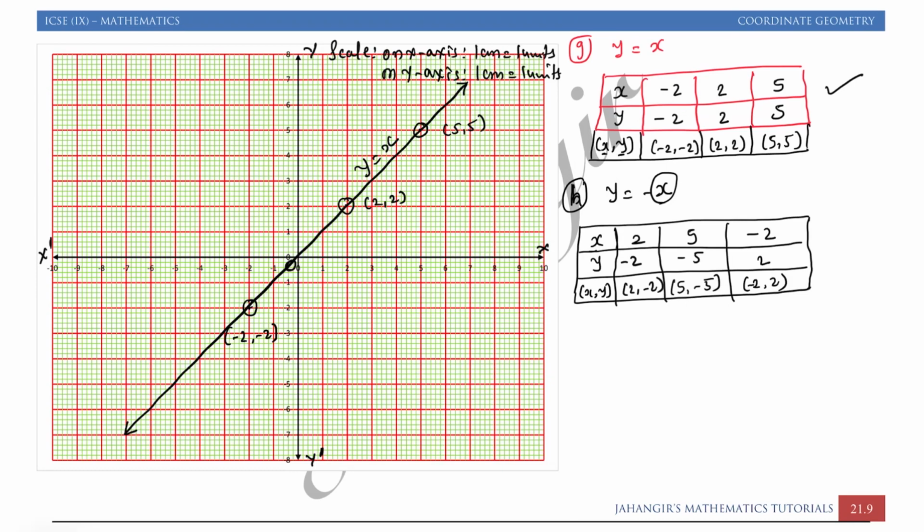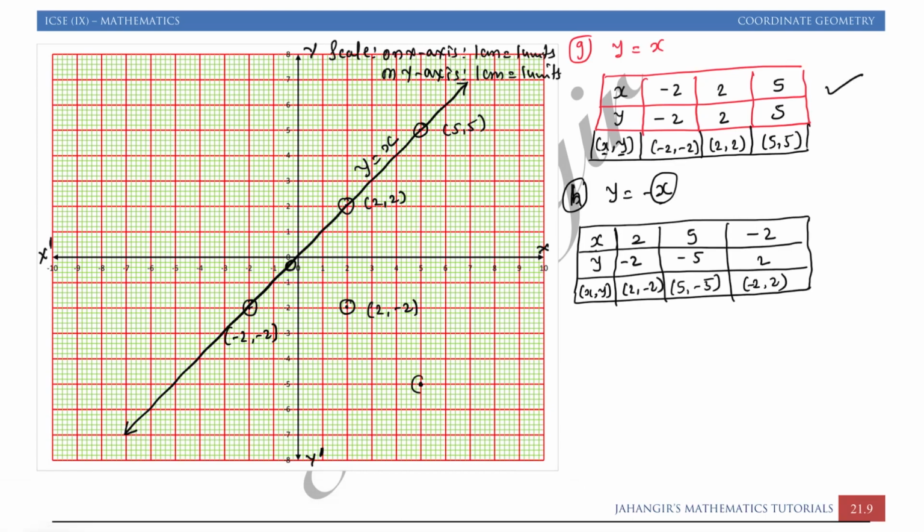First coordinate is 2 comma minus 2. See, x is 2, it's over here, and y is minus 2 is over here. So joining both lines like this, I will get this point. Okay, so I will mark it down. This is my 2 comma minus 2. Don't make mistakes in marking the x and y points. 5 comma minus 5, so x is 5, it's this point, and y is minus 5, it's this point.